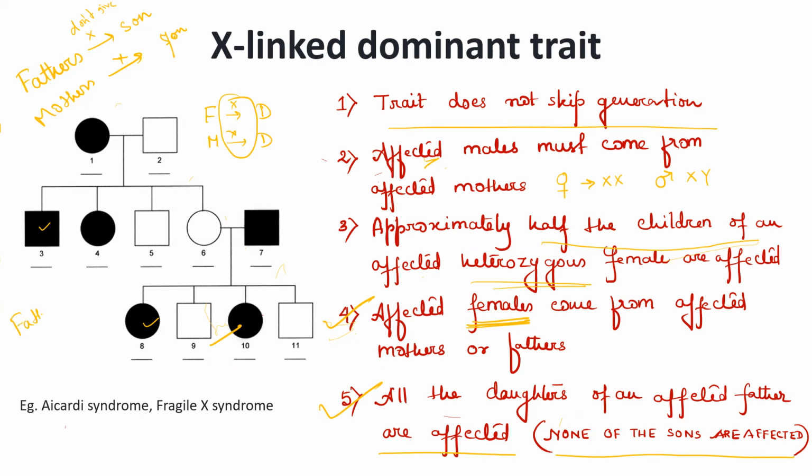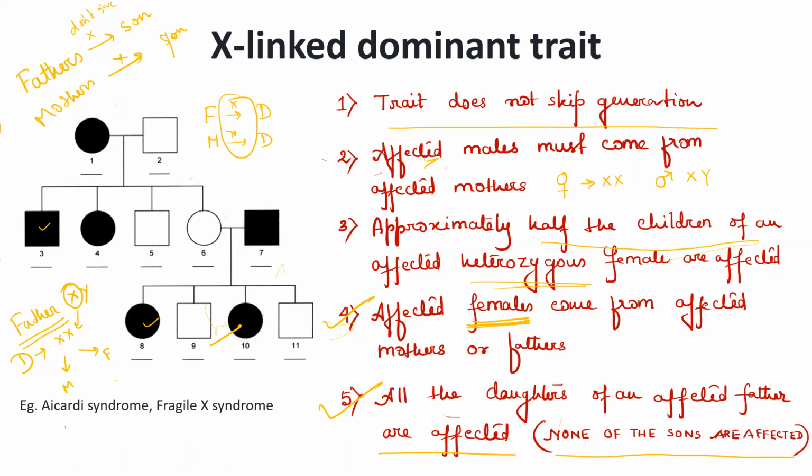Father has XY, and this problem is with the X only. Daughter has XX. One X is coming from the mother, the other X is coming from the father. Father cannot give Y to the daughter. It has to give X only to the daughter, and this X is the problematic one. So it will come from the father. No matter what, it will come from the father.